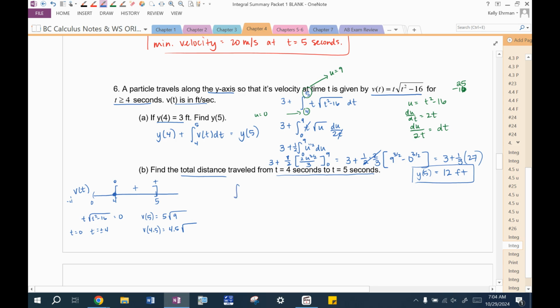So the integral from 4 to 5 of t times the square root of t squared minus 16 dt should be the same answer because v of t is greater than 0. It never dips negative on 4 to 5. So what did I get here? Without adding the 3, I got 1/3 times 27. So I got 9 feet. And I'm just using that part there without adding the 3 to it.